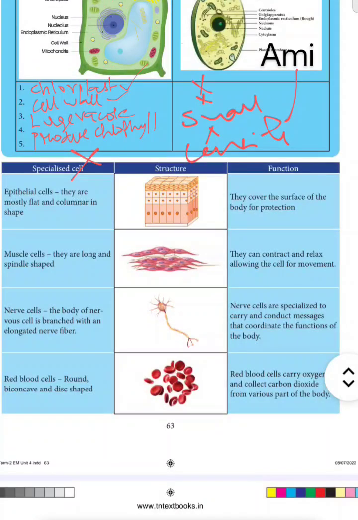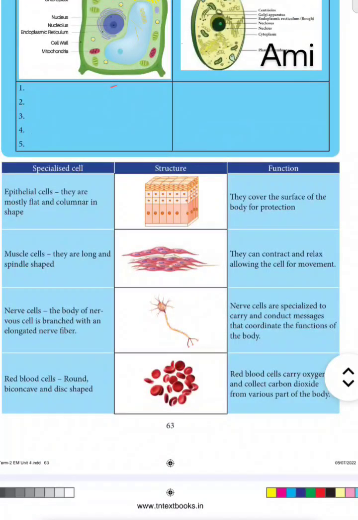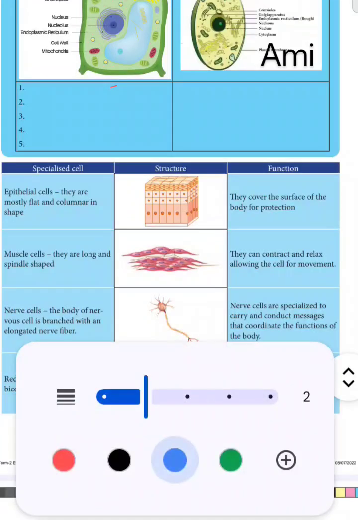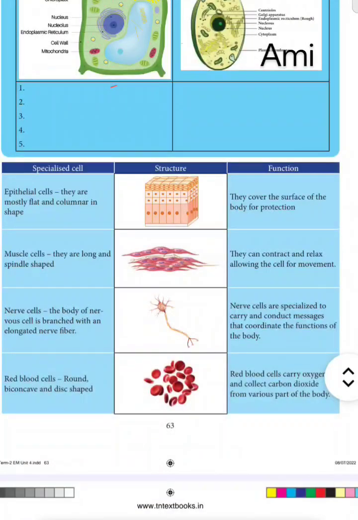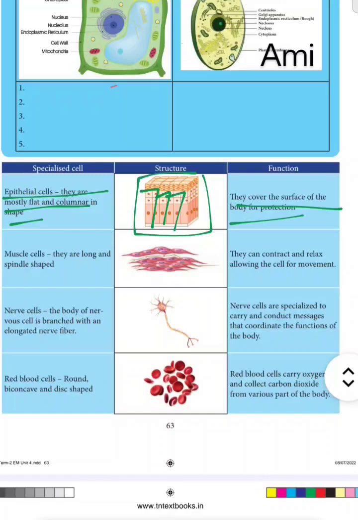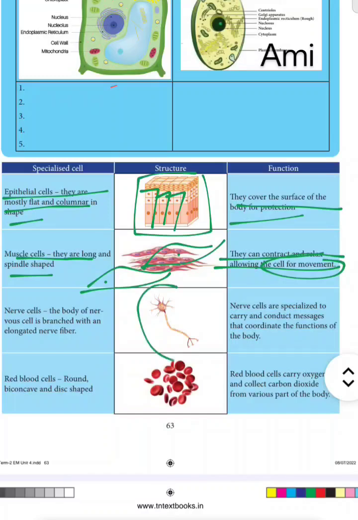Now we are going to the specialized cell and its structure. So here you can observe the specialized cell. Okay. Epithelial cells, so they are mostly flat and columnar in shape. So these are epithelial cell. You can observe the columnar shapes. So they cover the surface of the body for protection. Next, muscle cells, they are long and spindle shaped structure just like this. So they can contract and relax, allowing for the cell for movement. Coming to the nerve cell, observing here that nerve cell is having a branched structure. These are specialized to carry and conduct message, and they are able to coordinate the functions of the body.